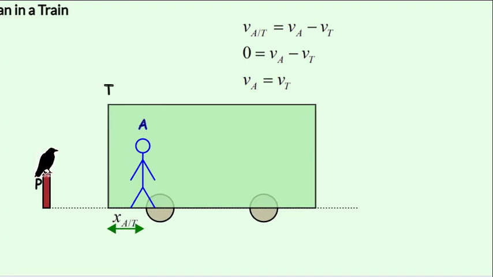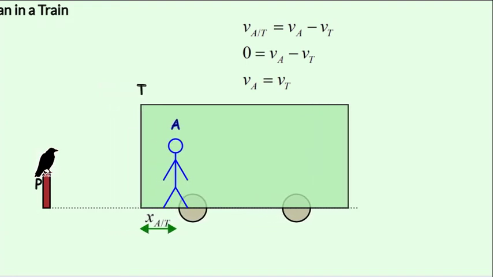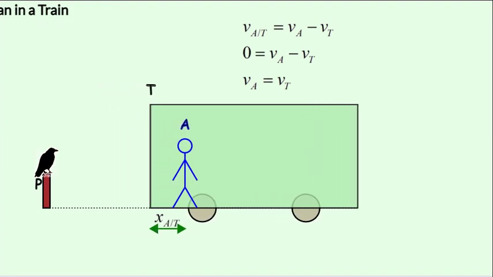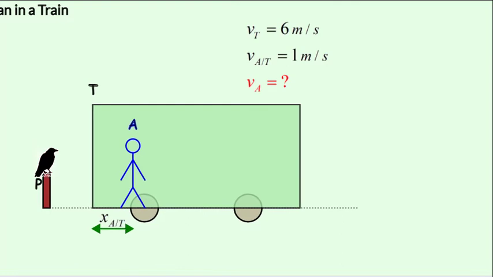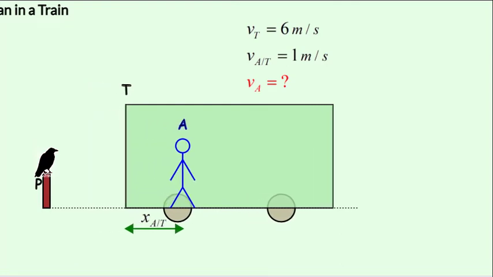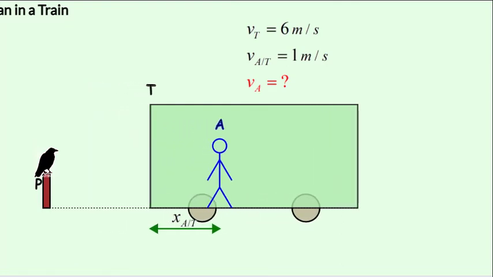The bird or observer on the ground sees the train and the man moving away from itself with the same velocity. Now this was a case where the man was stationary with respect to the train. Let's now take cases where the man begins to move inside the train compartment.